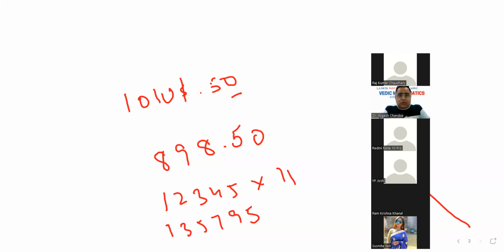Now, everybody knows a trick of 11. Yes, it is a trick if you are talking about only 11. But what will happen if it is not double one, it is triple one? What will happen if it is 4 times 1 or 5 times 1? So that means it is a concept. But we need to understand that.